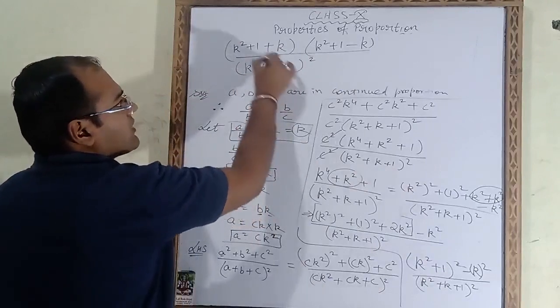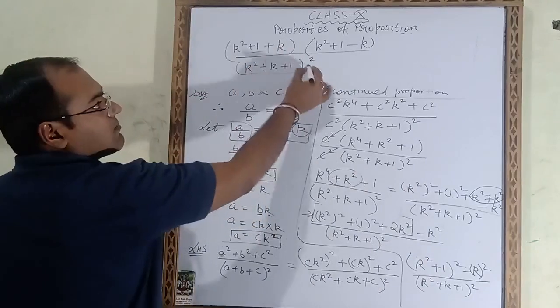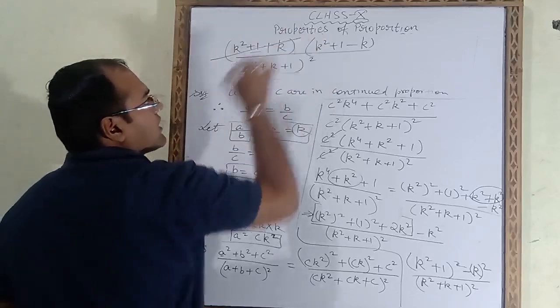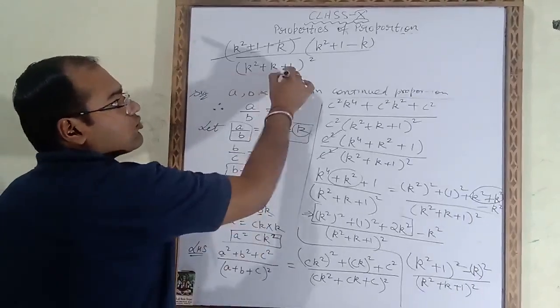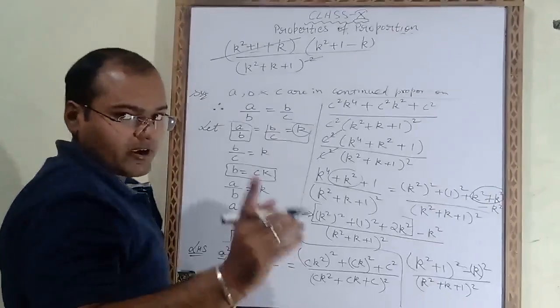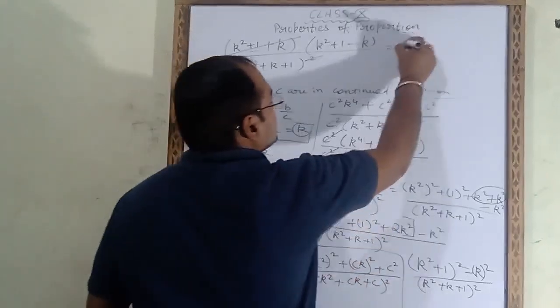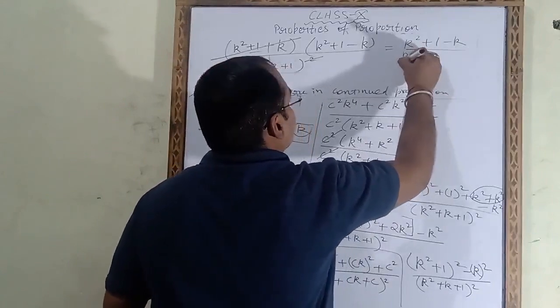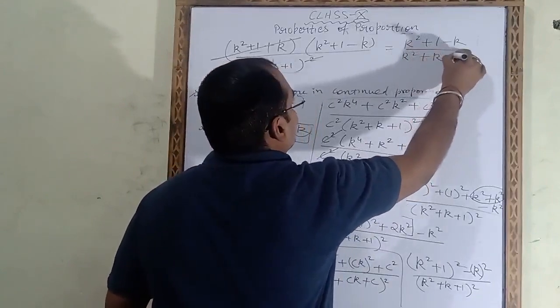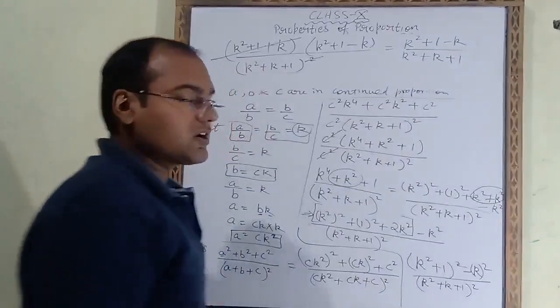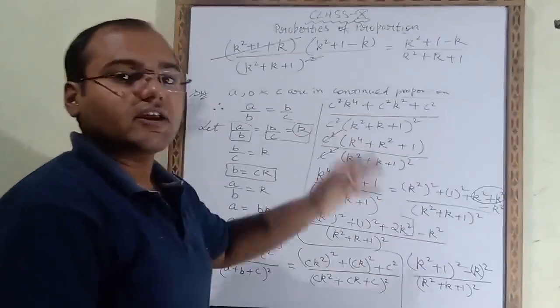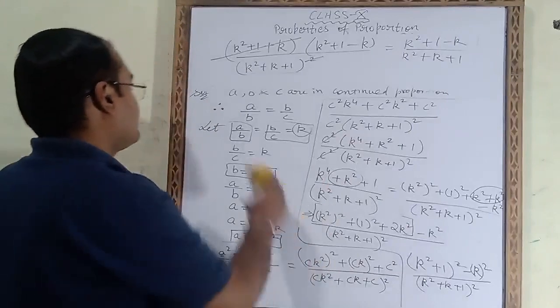If you observe it carefully, these two terms are same, but here outside this bracket whole square is there. So what we will do, this full term, and here two terms are coming, so we will cancel one term. So answer is k square plus 1 minus k upon k square plus k plus 1. So this we had solved, left hand side. So like this we have to solve left hand side. Now we will solve right hand side.